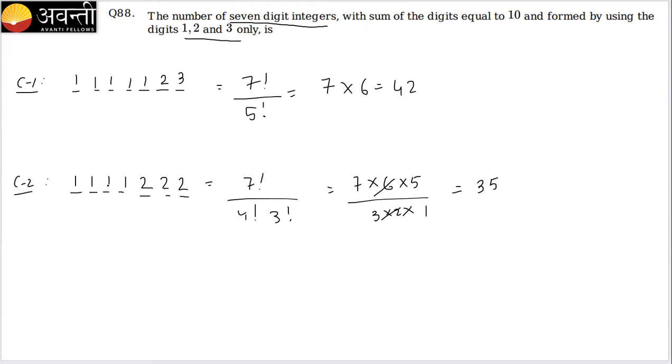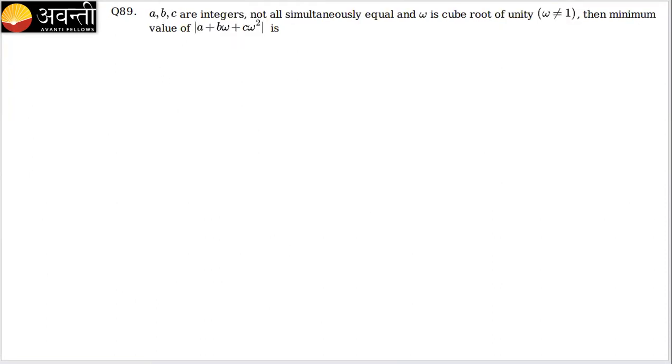1, 2, 3. 3 लेंगे. 3, 4, 5, 6, 7, 8, 9, 9, 9. और not case possible. So total answers will be 42 plus 35. Cases के आंसर ऐड होता है which comes to 77. This is my answer. Let's move on to the next one.